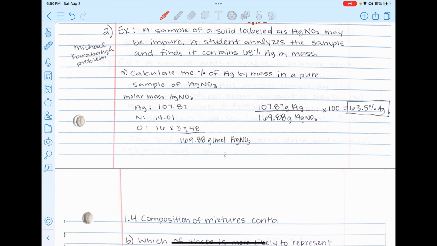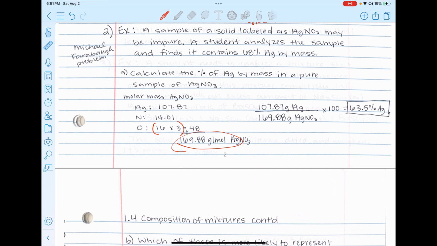Okay, so all we have to do there is find out the molar mass of Ag, nitrogen, and oxygen, add that together to get the total mass of an AgNO3 molecule. So 107.87 plus 14.01 plus oxygen. There are 3 of those in the sample, right? O3, so 16 times 3 gives us 48. Sum of those 3 together is 169.88 grams per mole of AgNO3.